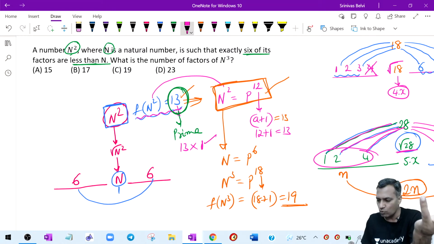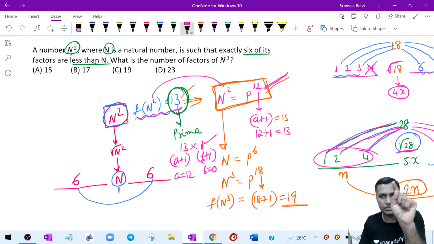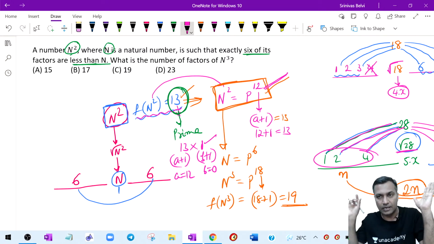But what is the point writing 1? You may say that 13 is a plus 1. This 1 is b plus 1. Then the value of b is naturally 0. Value of a becomes 12. And that is what we kind of used here. Therefore, we could not split that particular number.